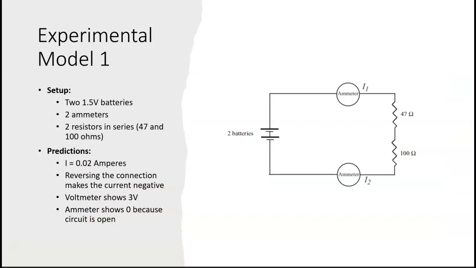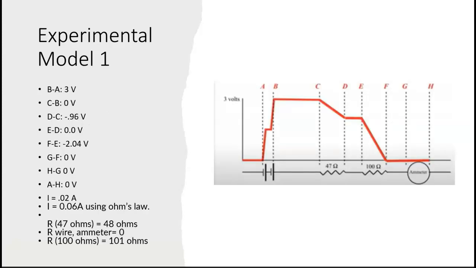We have two 1.5 volt batteries with two ammeters and two resistors in series, one being 47 and one being 100 ohms. Using Ohm's law, we calculate that I ends up being 0.02 amperes, and we predict that reversing the connections would make the current negative. The voltmeter shows 3 volts because there is no resistance, just taking off the potential difference, and the ammeter shows 0 because the circuit is open, so there's no way for the electrons to flow.